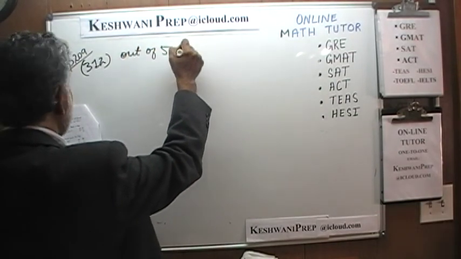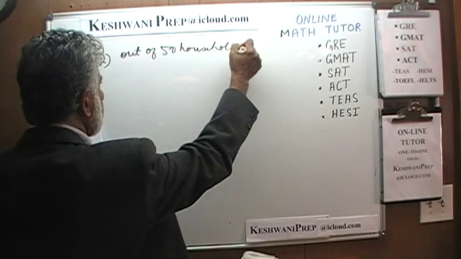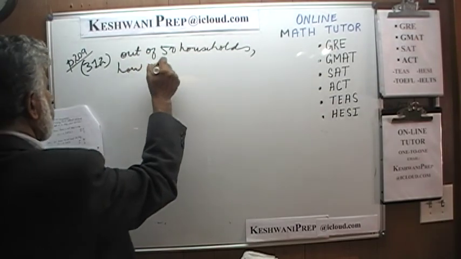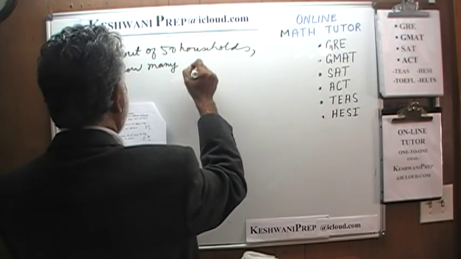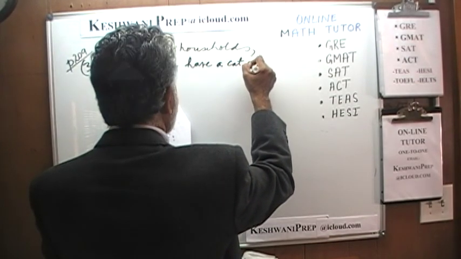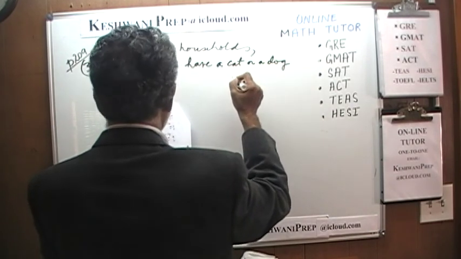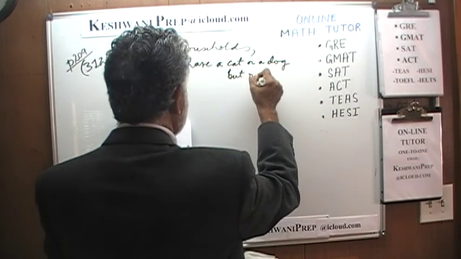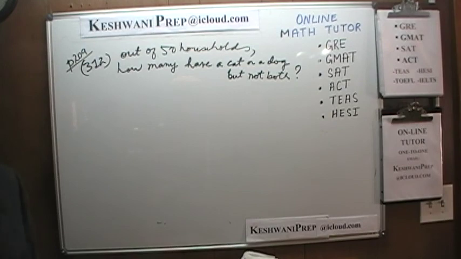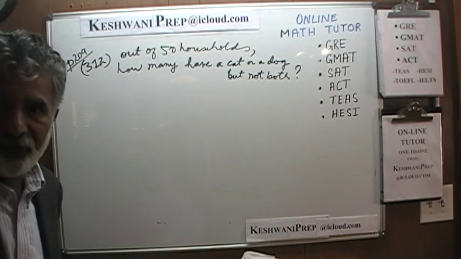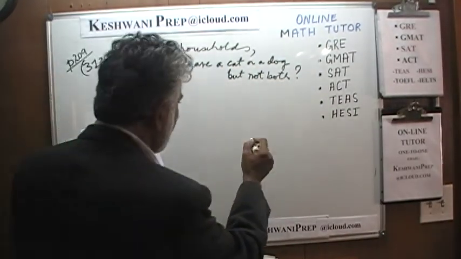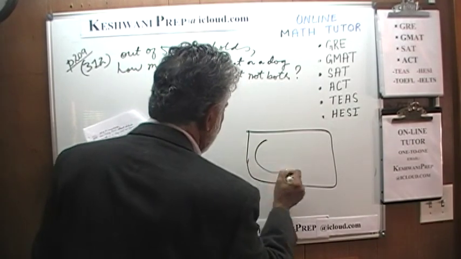out of 50 households, how many have a cat or a dog, but not both? And again, before we do the work, why don't we set it up? It's just like the last time, just like the problem that we just finished, the Venn diagram. Let's find out what it is that we're looking for. Here we go, okay? So let's just set it up.